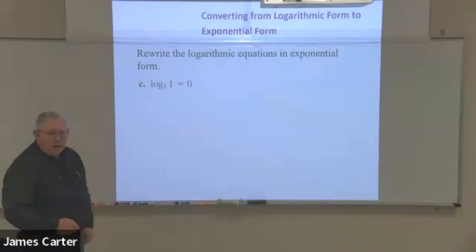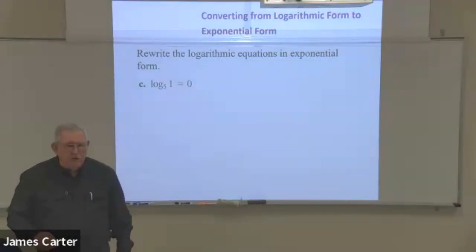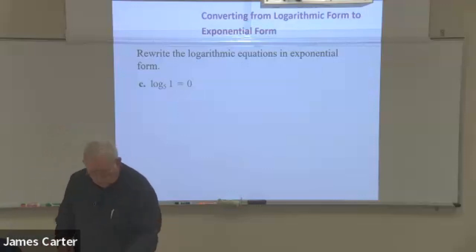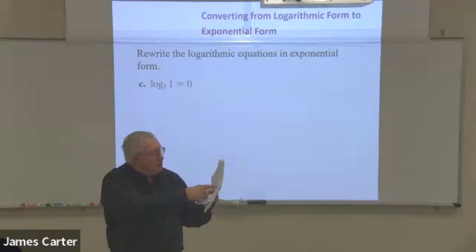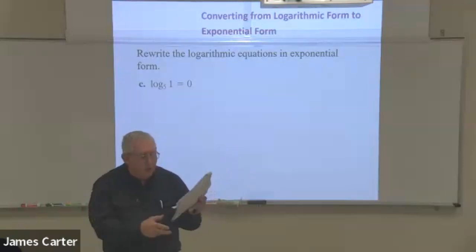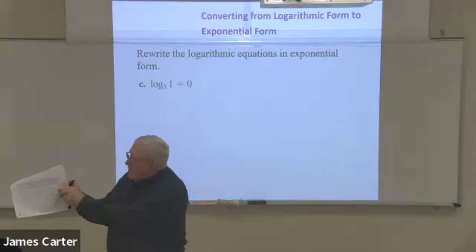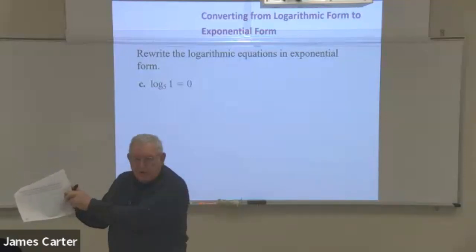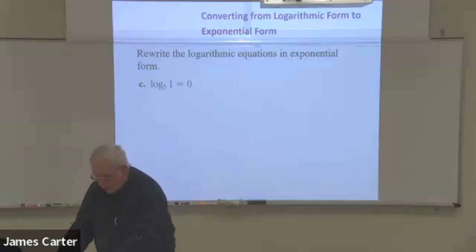Log base 5 of 1. Well, they've already told you it's 0, but that falls into your first rule right up here. Log of 1 with any base equals 0. Why? Because in exponential form, anything to the 0 power is 1. And that's why that rule works the way it works.